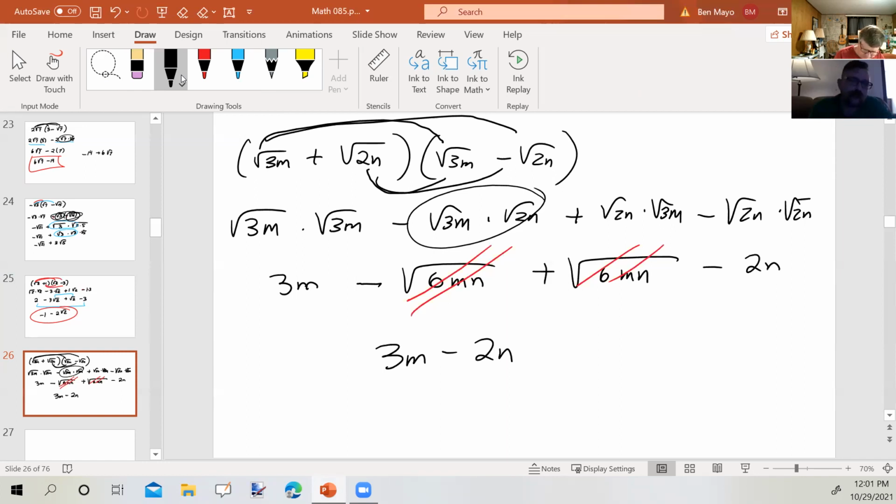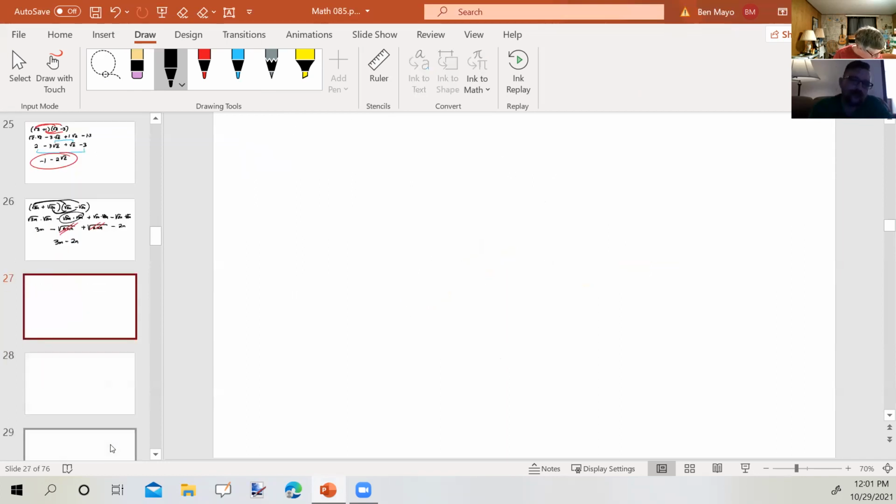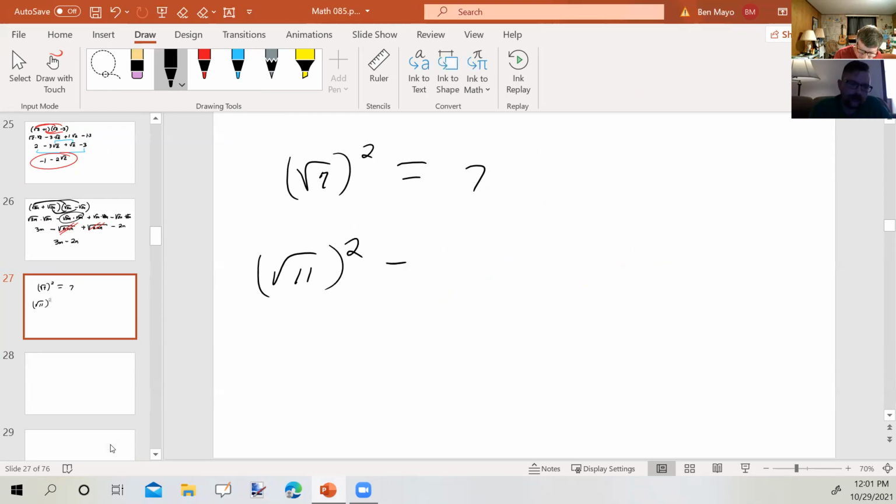Let's see here. Square or cube each quantity and simplify the result. So the square root of 7 squared would be 7, right? This is basically the same stuff that I started this whole section with. The square root of 11 squared is 11. The cube root of 9 cubed would be 9.